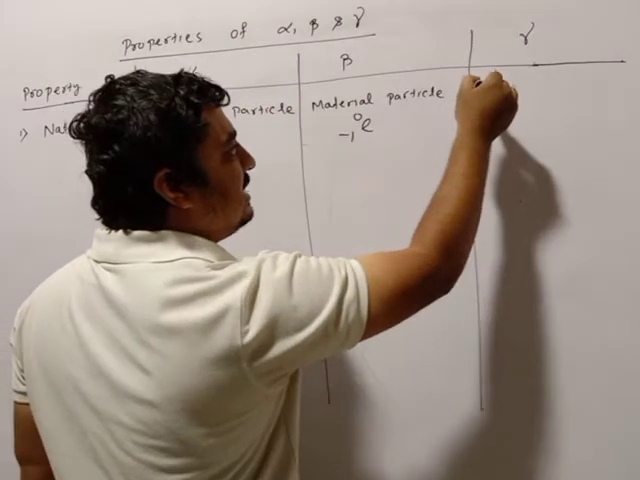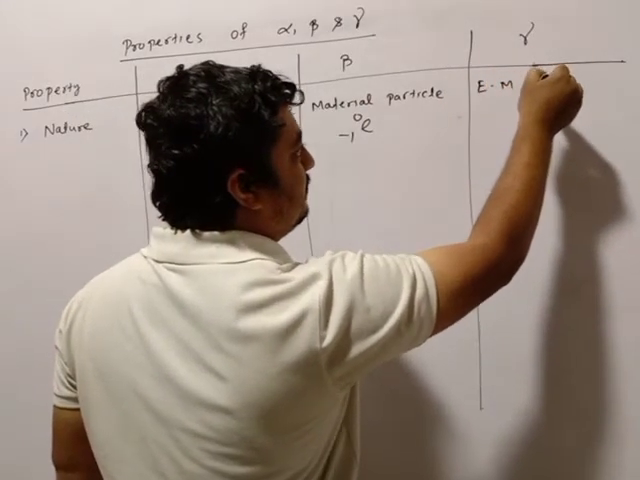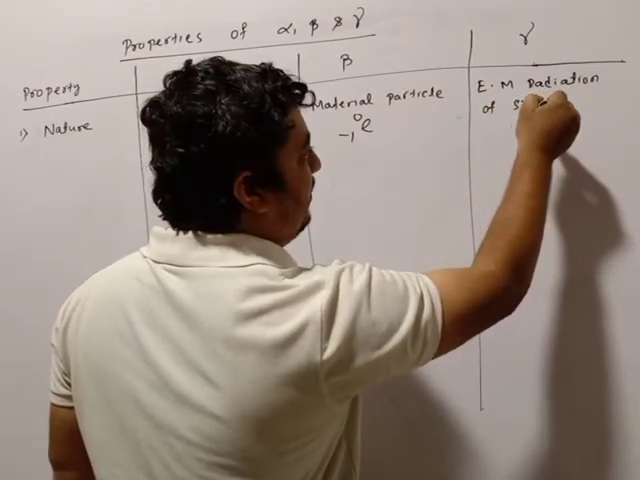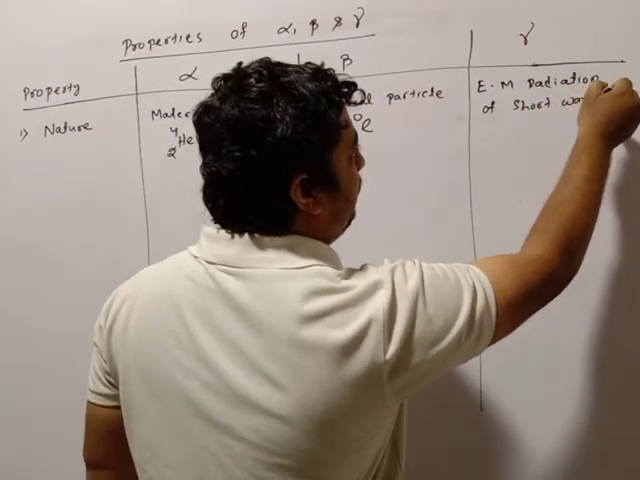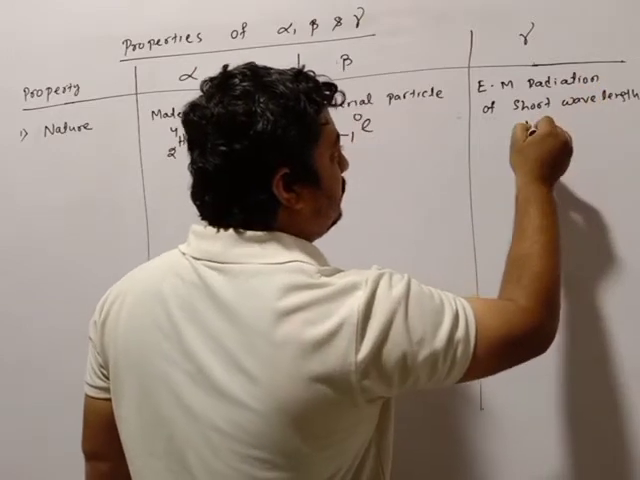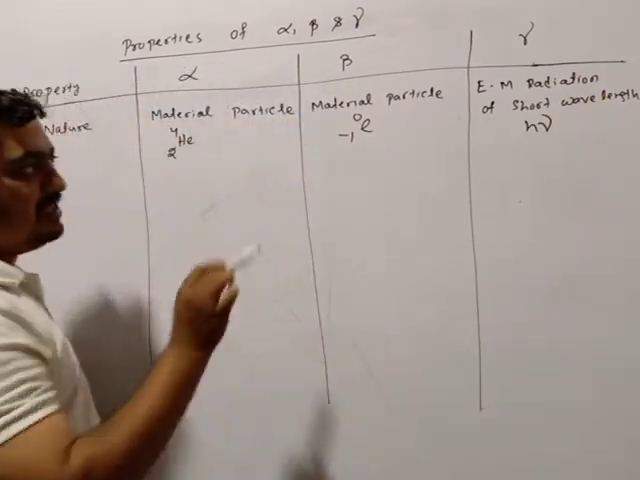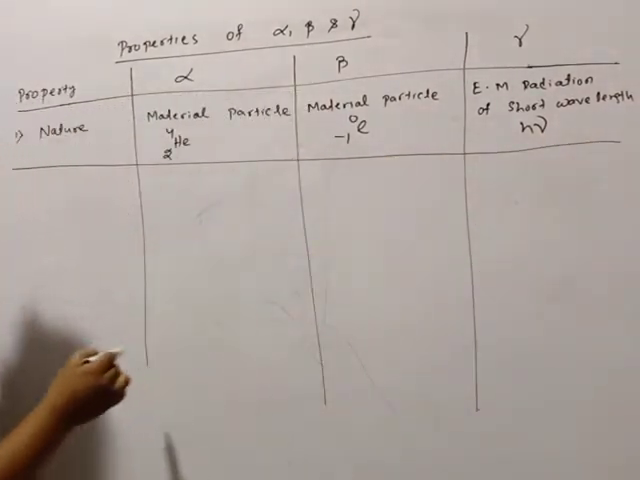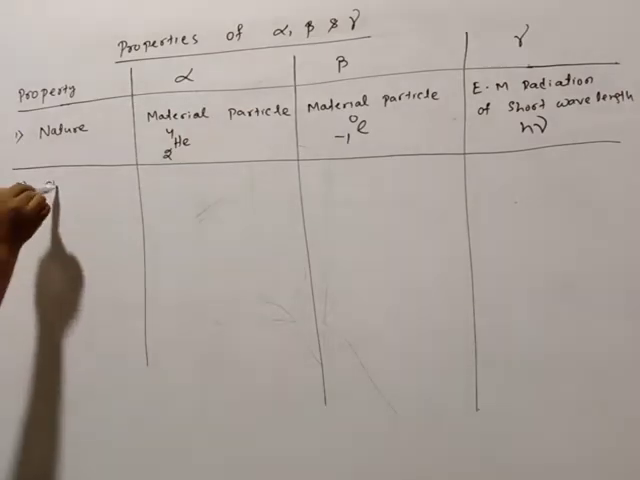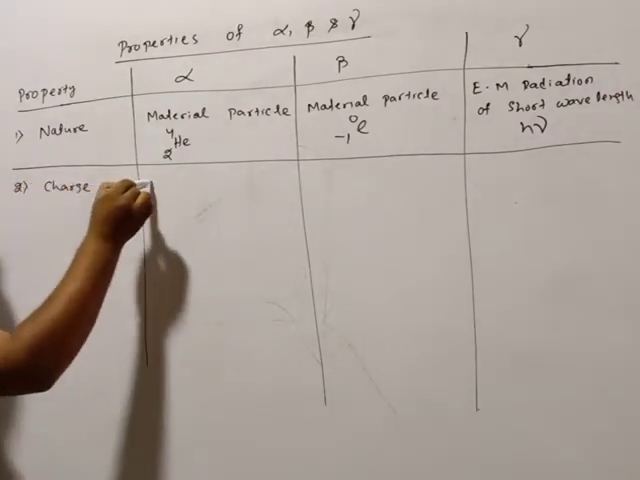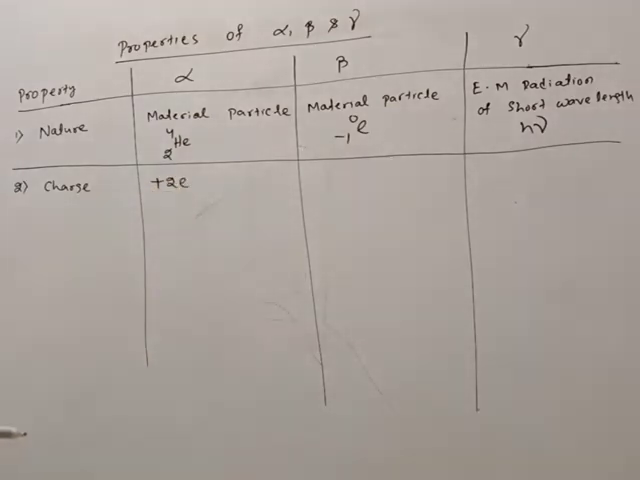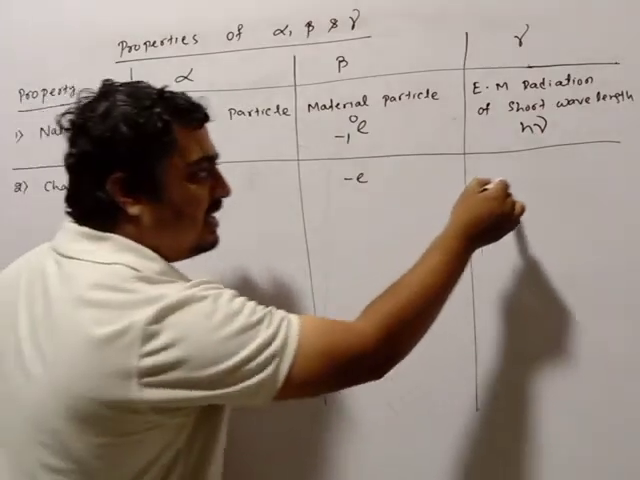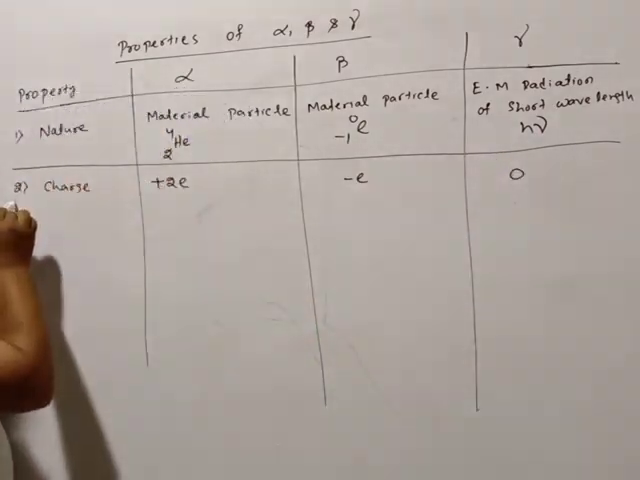Gamma ray, this is electromagnetic radiation of short wavelength. So, it is h nu, where nu is the frequency. Now, we'll go for the charge. The charge of alpha is +2e. The charge of beta is -e. And gamma is chargeless.